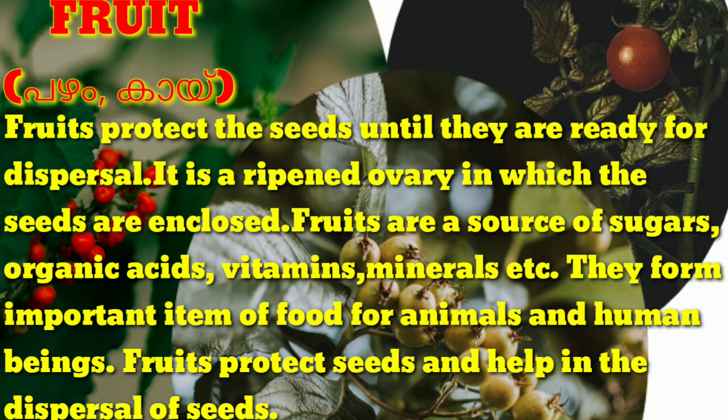Fruits. Fruits protect the seeds until they are ready for dispersal. It is a ripened ovary in which the seeds are enclosed. Fruits are a source of sugars, organic acids, vitamins and minerals, etc.